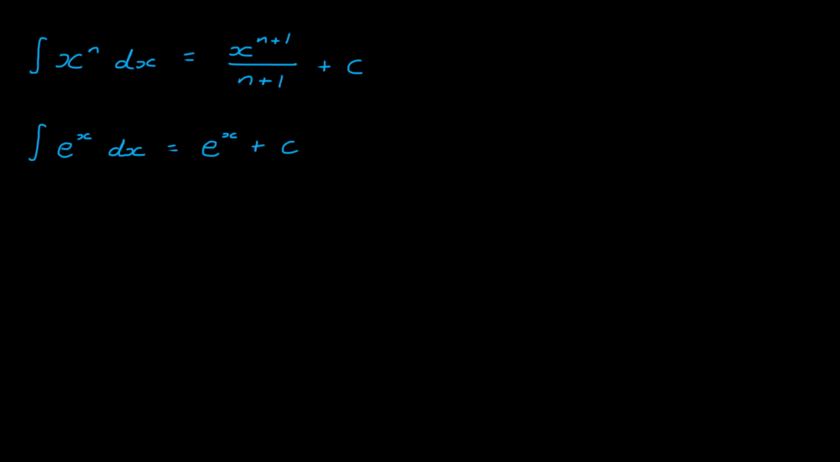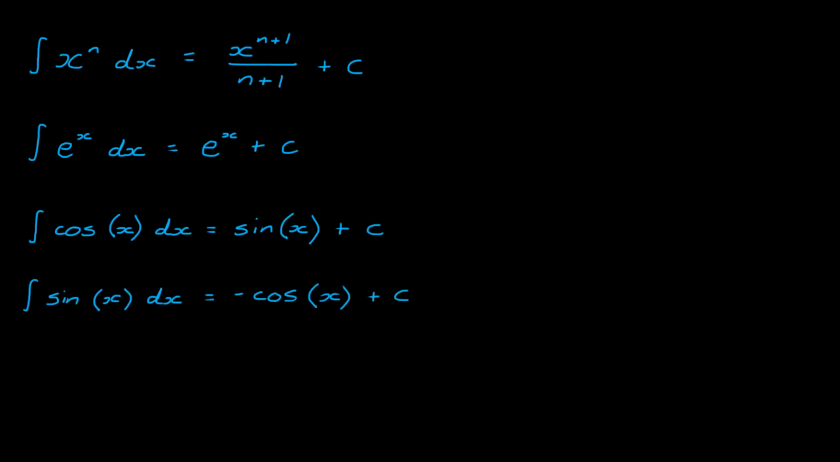We'll quickly remind ourselves of some of our simple antiderivatives. The indefinite integral of x to the power of n is x to the power of n plus 1 divided by n plus 1 plus c. The integral of e to the x dx equals e to the x plus c. The integral of cos x dx equals sin x plus c. The integral of sin x dx equals negative cos x plus c. And the integral of 1 on cos squared x dx equals tan x plus c.